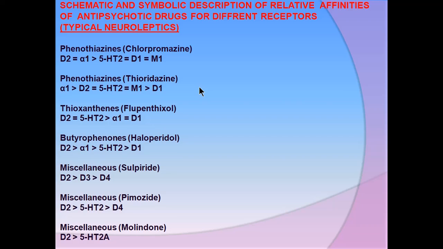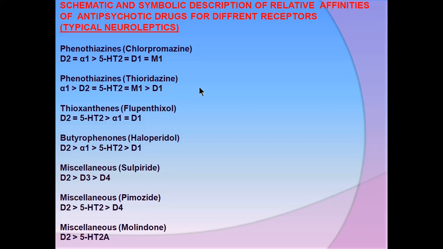Coming to the next drug, haloperidol, belonging to butyrophenone group, shows most affinity for D2 and then affinity decreases in the order for alpha 1, 5-HT2 and D1.